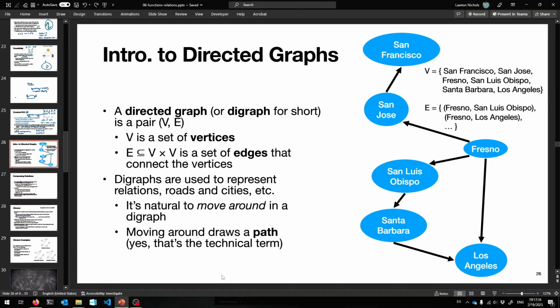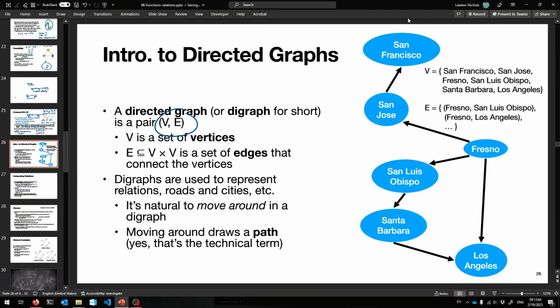So there's a path in this directed graph from Fresno to San Jose and Fresno to San Francisco and Fresno to Santa Barbara, Fresno to LA. There's two different ways to get there, two different paths to get from Fresno to LA. That's legitimate mathematics. Those are the technical terms, all right? So for example, if we were to represent this idea of cities being connected by roads, we can represent that as a directed graph in this way.